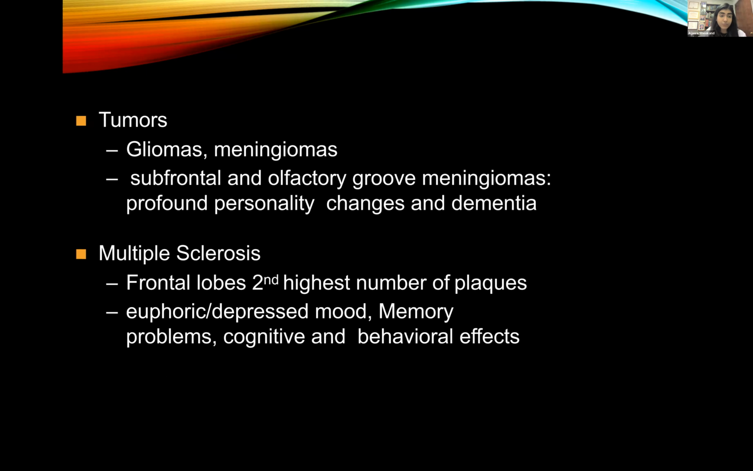Tumors, for example, gliomas or meningiomas, can also result in frontal lobe impairment and malfunctioning. And then multiple sclerosis. The frontal lobe has the second highest number of plaques in multiple sclerosis. And these patients usually present with euphoric or depressed mood, memory problems, cognitive and behavioral effects.